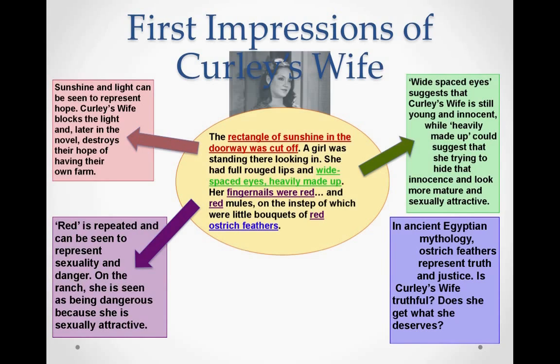Now, also, we notice that her shoes have got little ostrich feathers on them. You could say that that's just a way of making them look nice and pretty and fancy because she wants to look nice, but in ancient Greek mythology, ostrich feathers are seen to represent truth and justice, which raises the question, is Curley's wife truthful?